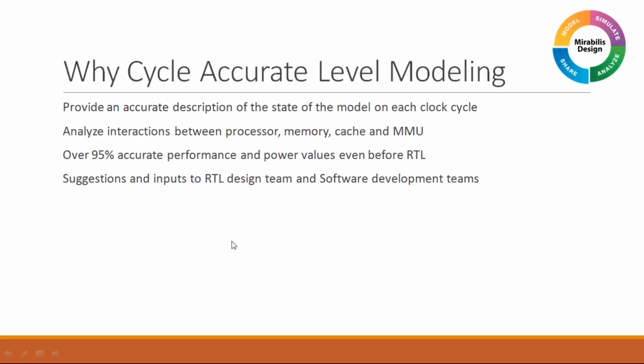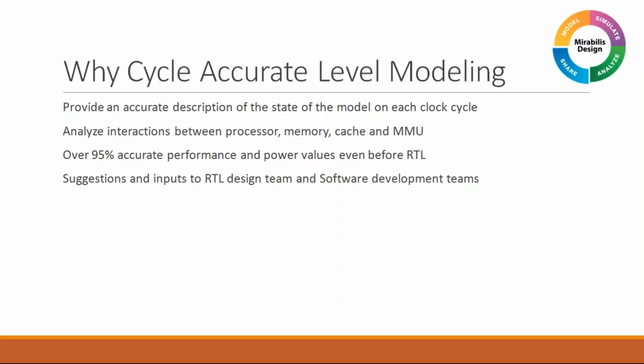Okay, so why cycle accurate level modeling? As you know, cycle accurate level modeling helps you to capture details about your architecture. It helps you to verify your architecture with different sorts of use cases. It also helps you to conduct performance analysis or architecture explorations, and power estimations and management. And it helps you to understand or analyze interactions between your processors, memory, cache, and memory management units as well.